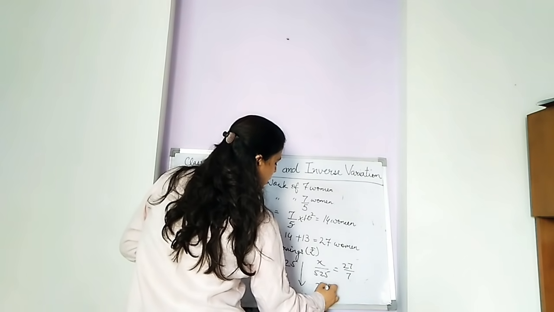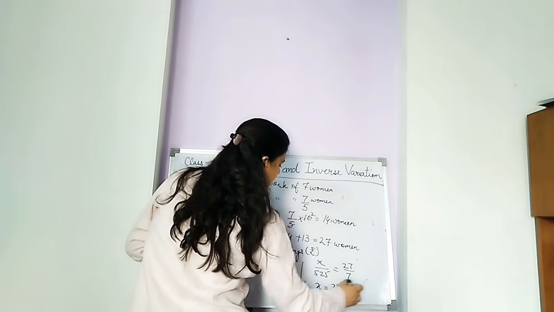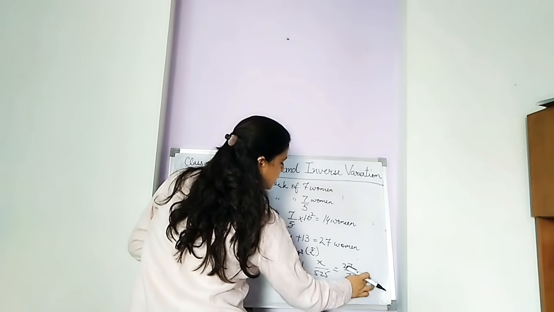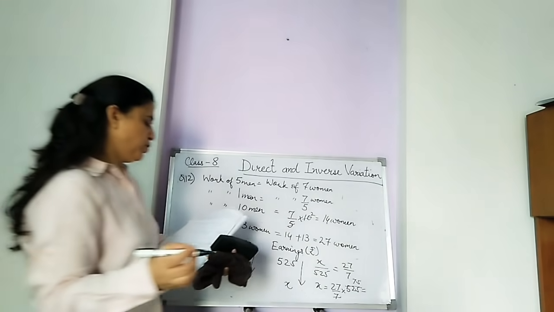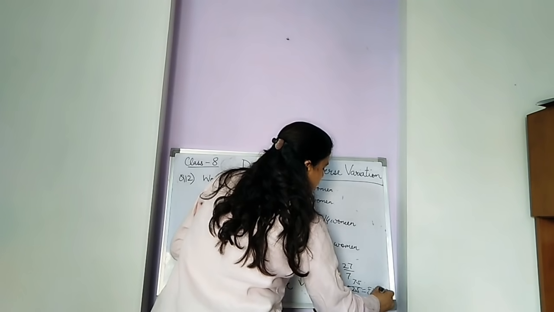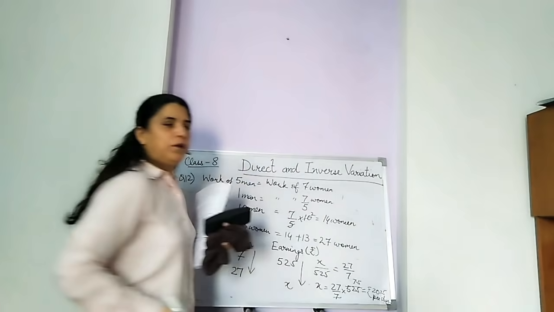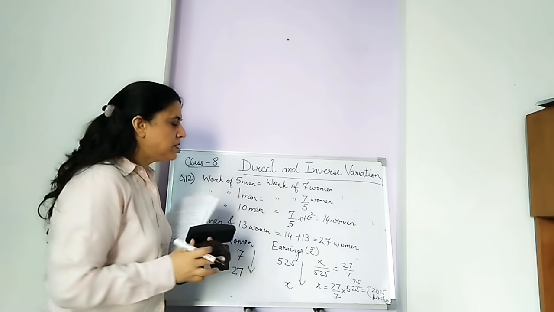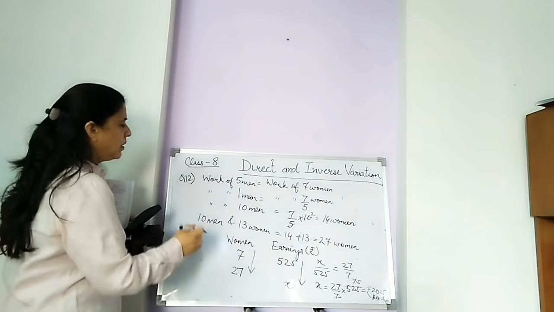So X is equal to 27 upon 7 into 525. If you cancel, 7 sevens are 49, 7 fives are 35. So 75 into 27 gives you rupees 2025 per day. So 10 men and 13 women earn rupees 2025 per day.